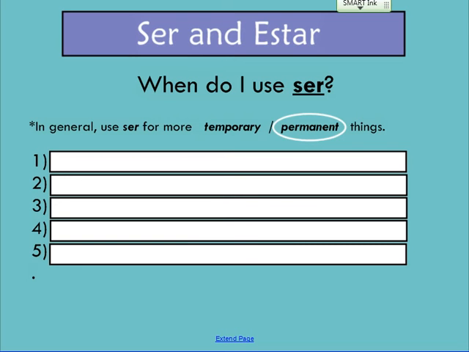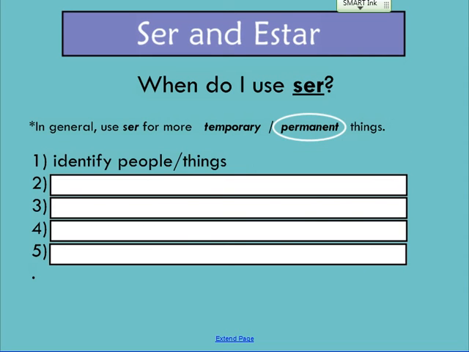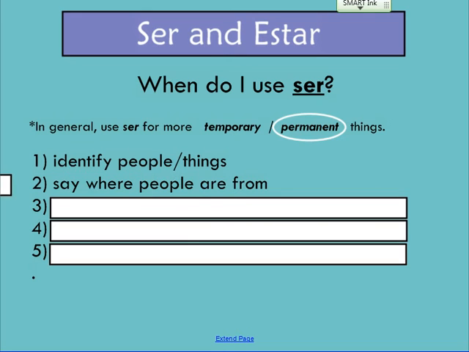So here are 5 specific contexts that require ser. Be sure to fill these in on your notes. First of all, use ser if you are identifying people or things. For example, if you wanted to introduce me to one of your friends, you could say, Esta es Señora Keating, mi profesora de español.